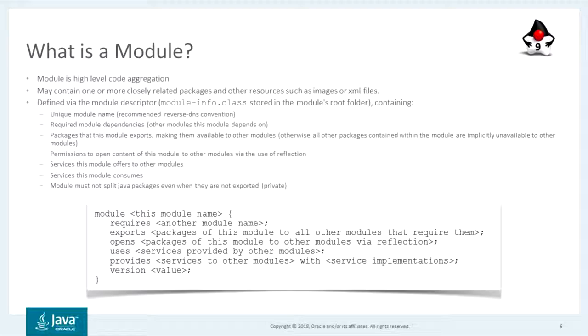What's the module? This is the new modular design we have in Java 9 onwards. So a module is a kind of high-level code aggregation. The idea is that you could take a number of closely related packages and possibly other resources, classes, images, XML files, and describe them all as that group, as a module. That's done with a class called module-info. So you create that class and you store that in a root modules folder.